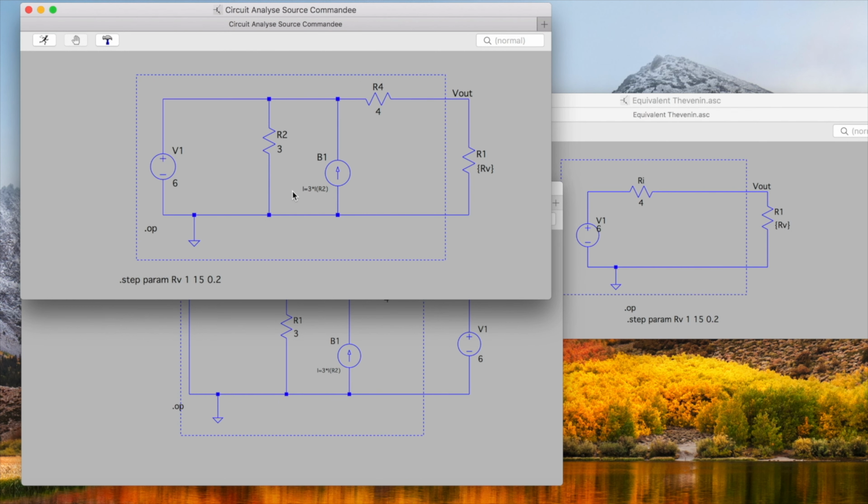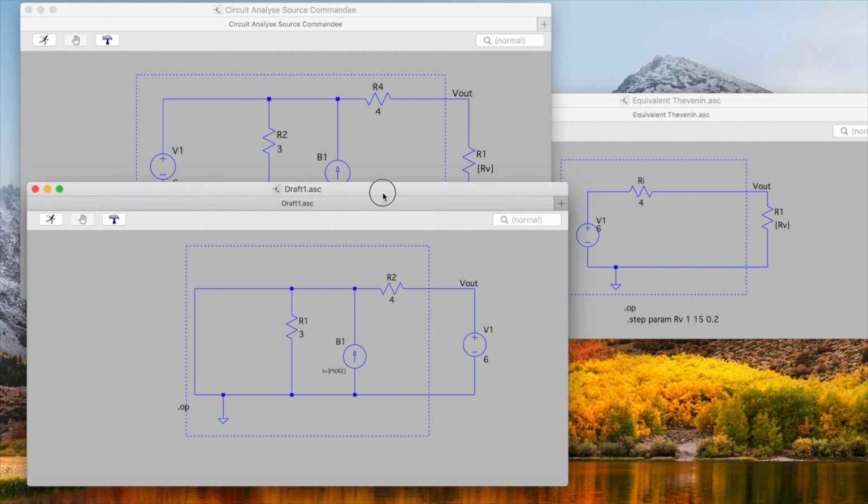The circuit, which we will study here, is composed of an independent voltage source of 6 volts and a dependent current source. This current goes in this direction and is 3 times I through the resistance R2. If you wish to learn how to use the control sources, I invite you to go and see the video on control sources and quadrupoles, where we explain how to use this tool in LTSpice. Here, just remember that it is a controlled current source whose value is 3 times that of the current in the R2 resistor.